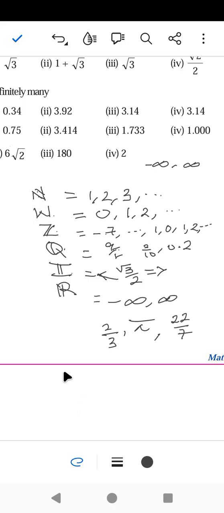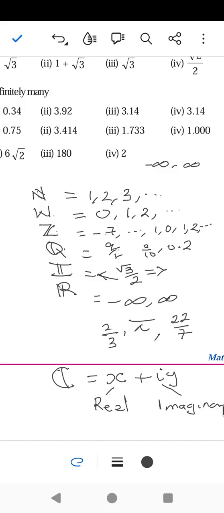Then lastly, we have the set of complex numbers, which has to do with having a number which is real and then you add it with another number which has the imaginary part. We call it iy. So this must be a real number, then this part is what we call the imaginary part. Are we together? Good.